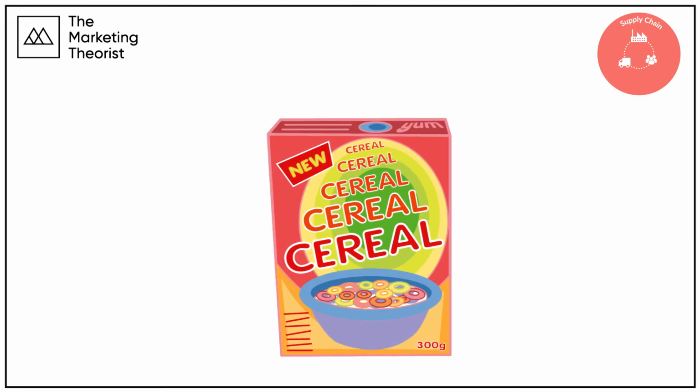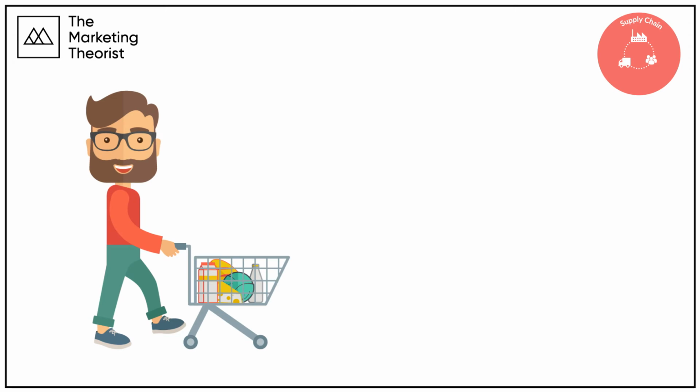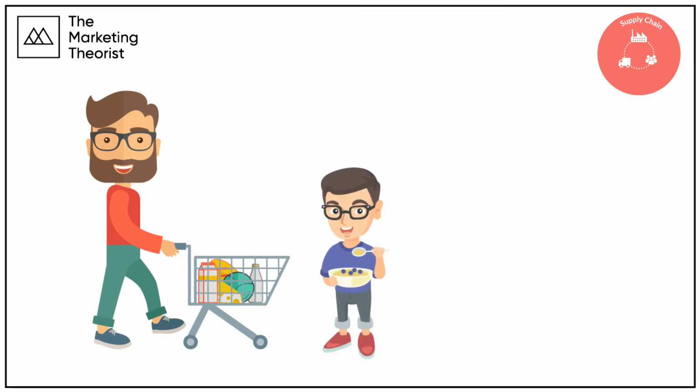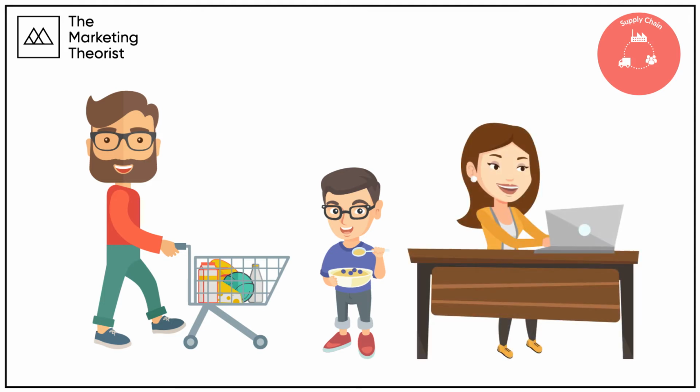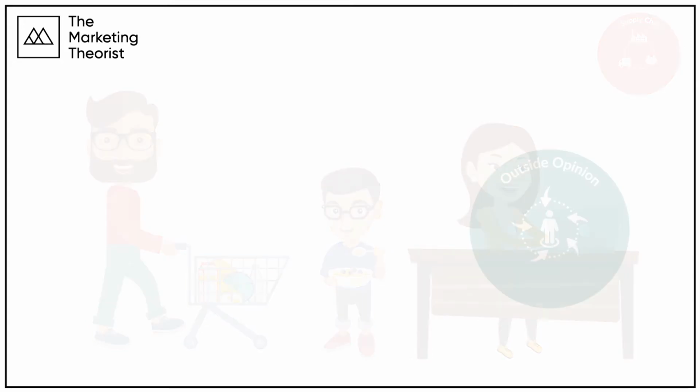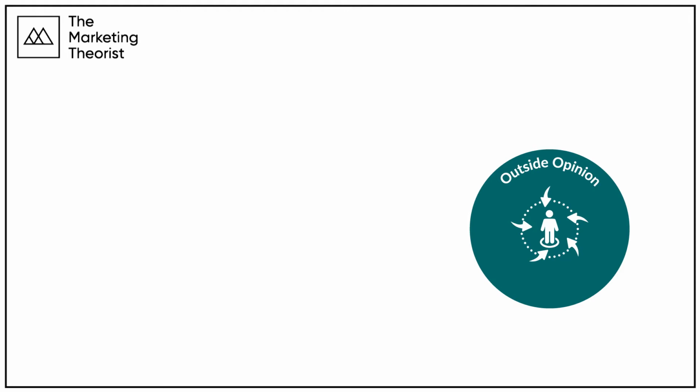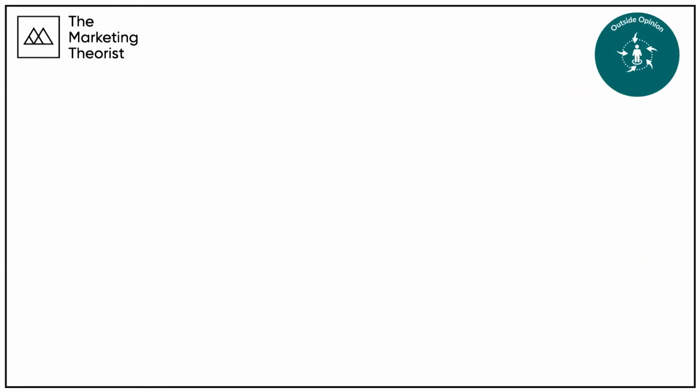So imagine you're selling breakfast cereal. The buyer would be a parent, the consumer could be their child, and the person who decides whether or not to stock your product will be the retail buyer. And each one of these individuals will have significant influence on your sales. Now, outside opinion influencers are people that may not ever buy your product, but their advice, opinions, and recommendations have a huge influence on those that do.